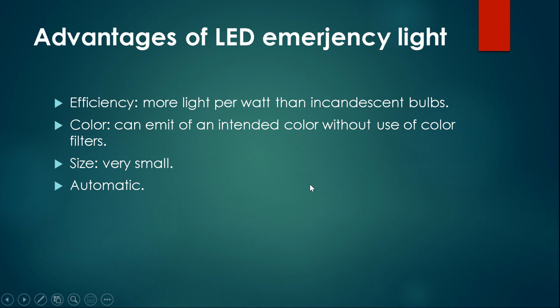So what are the advantages of the LED emergency light? First of all, the efficiency. We have more light per watt, because in the normal bulbs we waste a lot of electricity, but these LEDs save electricity. Second, the color, we can change the color depending on what we want. We can use the blue, the green, the red, or we can mix them to get other colors.